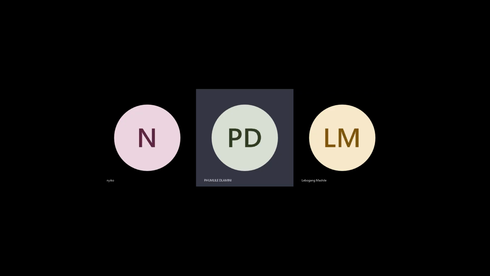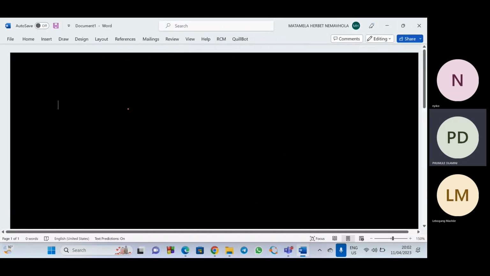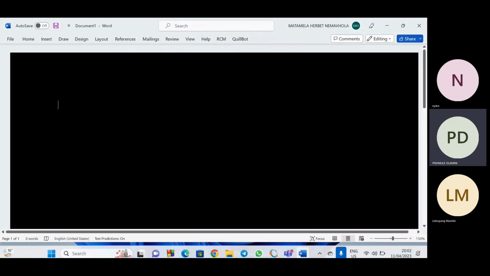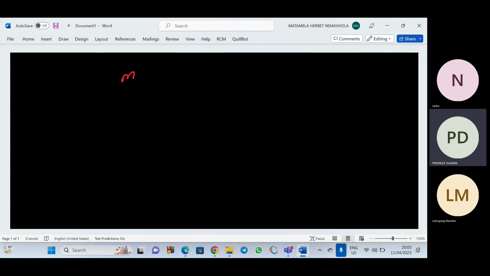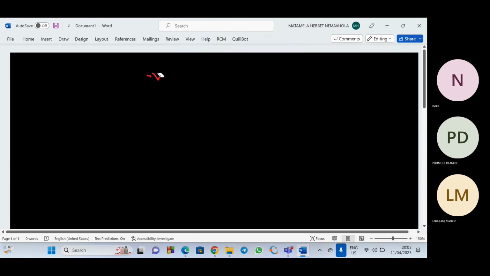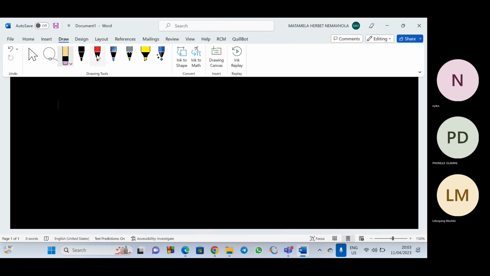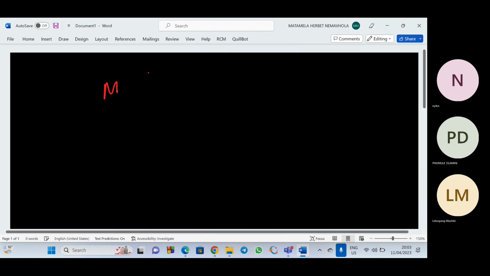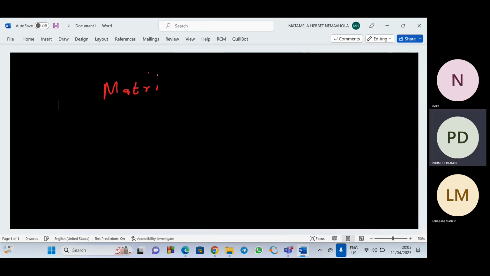So we're going to do linear algebra. In linear algebra, we are going to start with a chapter on matrices. With the chapter on matrices, I will start by introducing what you did in grade 12.